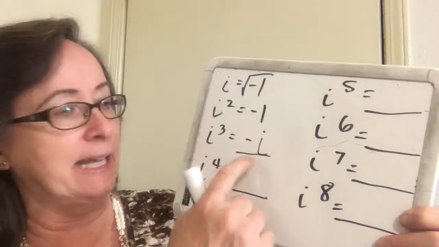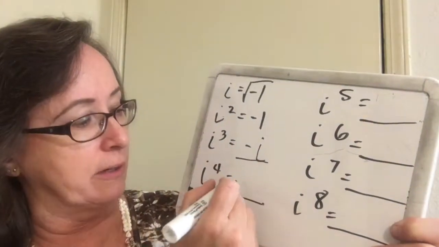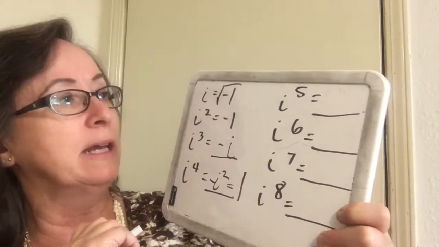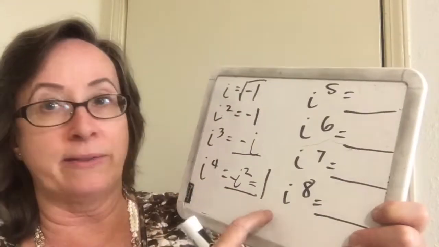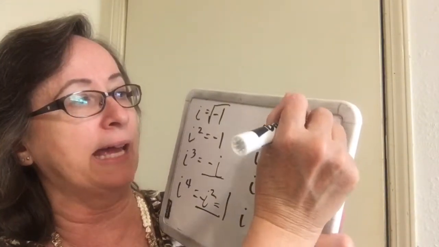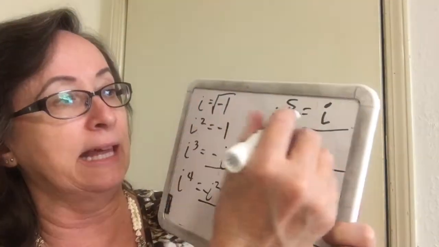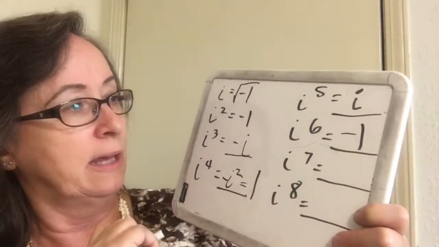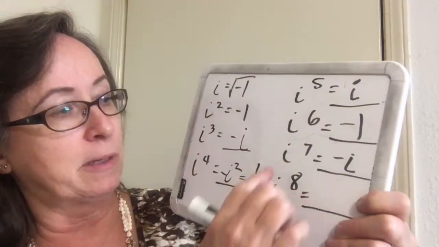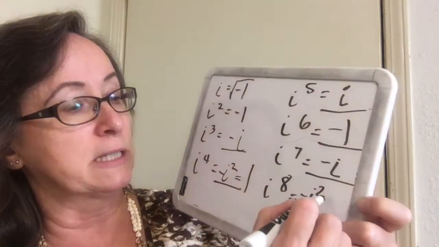Then if I multiply both sides by i, I get i to the fourth is negative i squared, and negative i squared is negative a negative 1, which is positive 1. Then I take i to the fourth is 1, and multiply both sides by i again, and I get i to the fifth is 1 times i, which is i. Multiplying again, i to the sixth is i squared, which is negative 1. Then i to the seventh is negative i. And again, i to the eighth is negative i squared, which is positive 1.